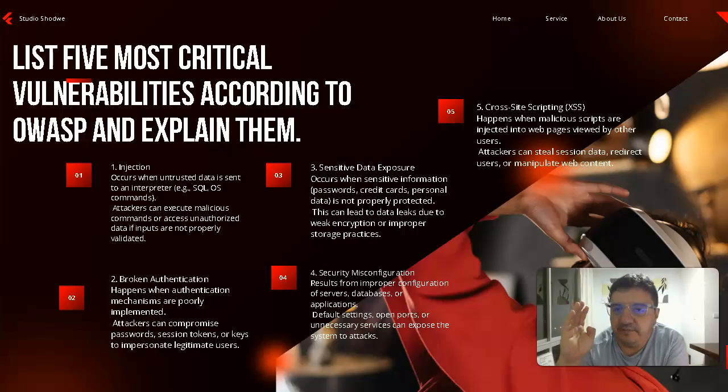cross-site scripting happens when malicious scripts are injected into web pages viewed by other users. Attackers can steal session data, redirect users, or manipulate web content. The script is a hacker strategy to attack a web page and confuse any user who sees that web page. Okay, that is all.